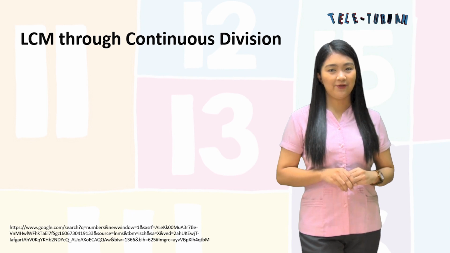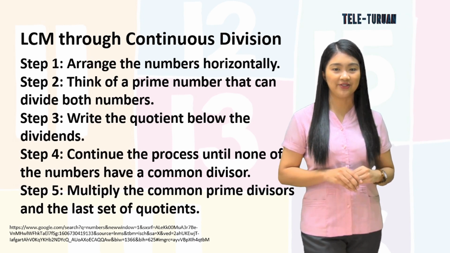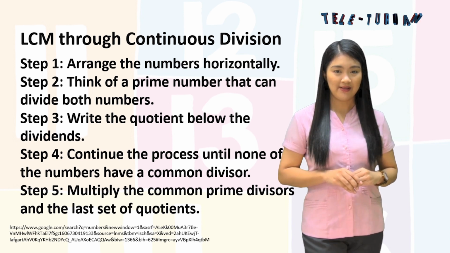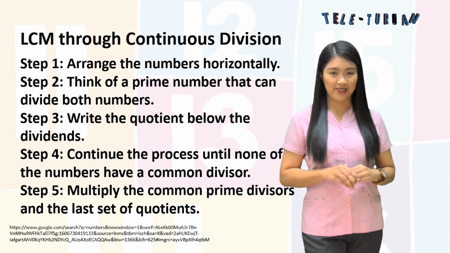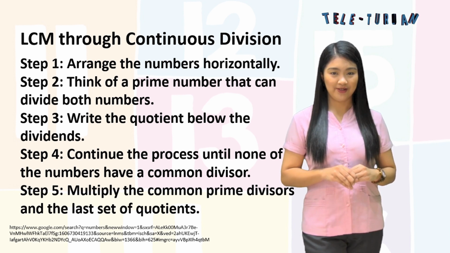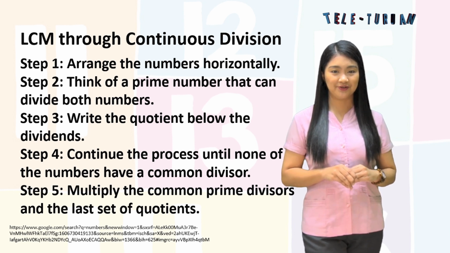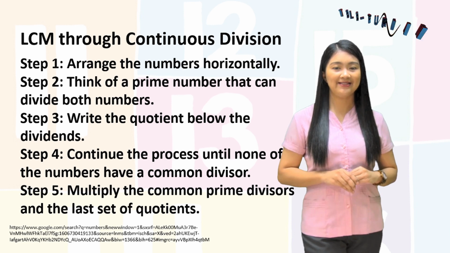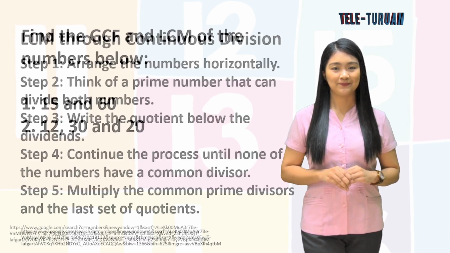LCM through continuous division. Step 1, arrange the numbers horizontally. Step 2, think of a prime number that can divide both numbers. Step 3, write the quotients below the dividends. Step 4, continue the process until none of the numbers have a common divisor. And Step 5, multiply the common prime divisors and the last set of quotients.